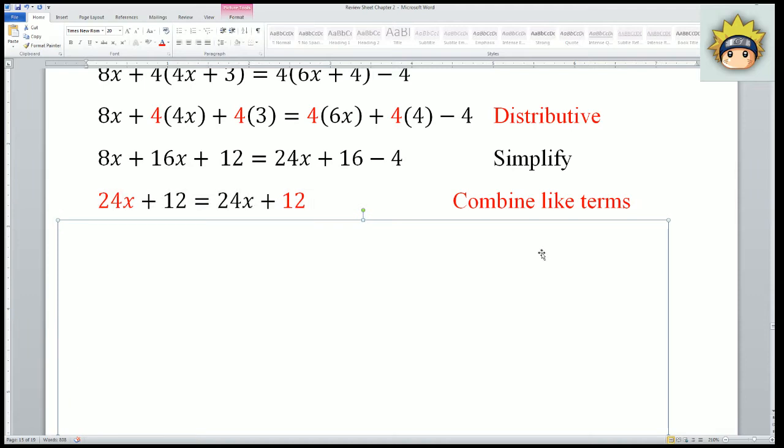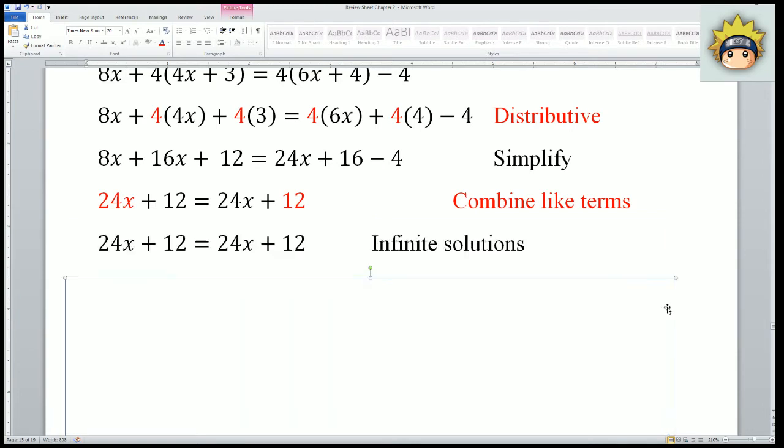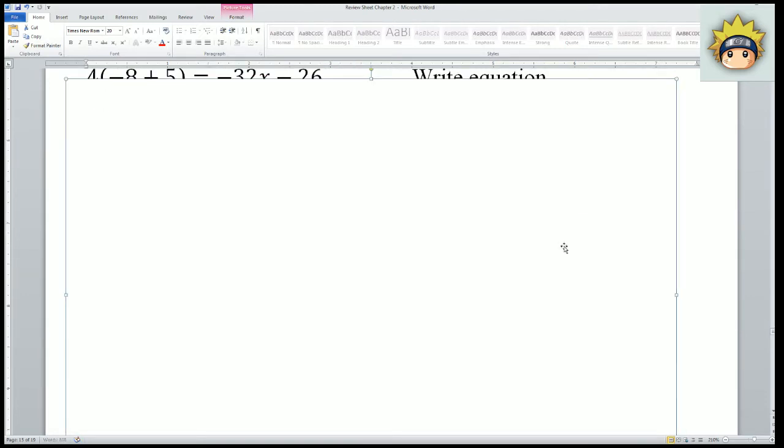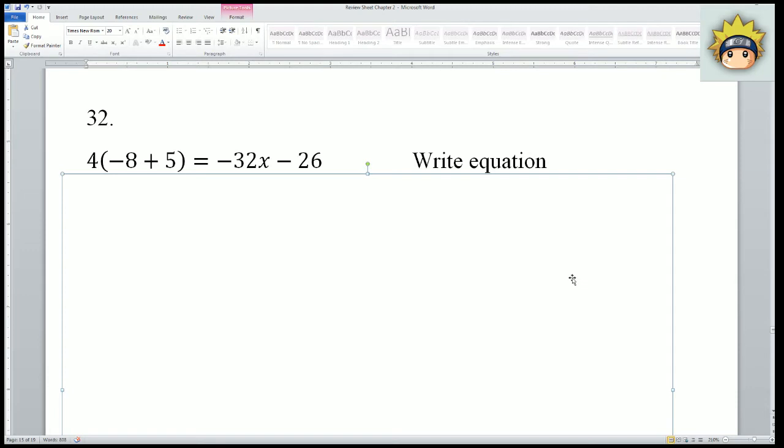After that, I notice this looks the same on the left hand side as it is on the right hand side, so I would call that infinite solutions. It is infinite solutions because the left hand side matches the right hand side identically. Alright, next one is 32.